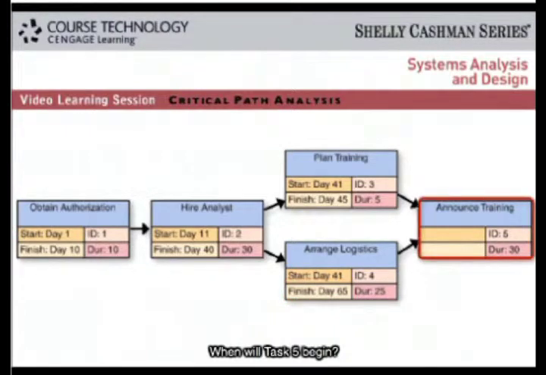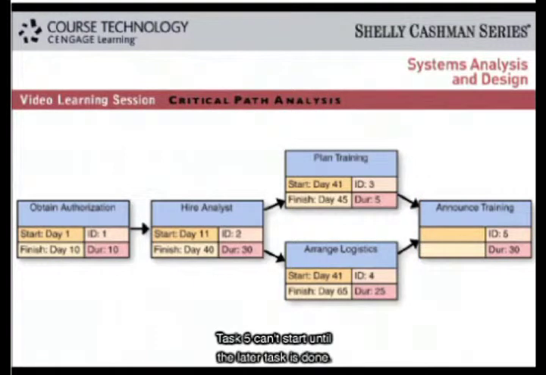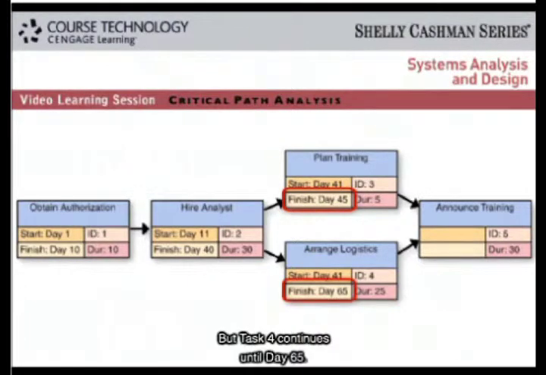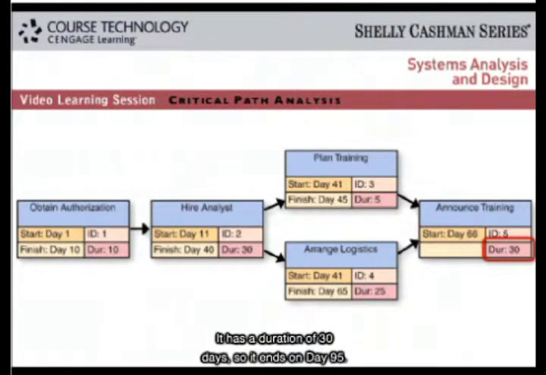When will Task 5 begin? Task 5 can't start until the later task is done. Task 3 ends on day 45, but Task 4 continues until day 65. So Task 5 must wait until day 66. It has a duration of 30 days, so it ends on day 95.